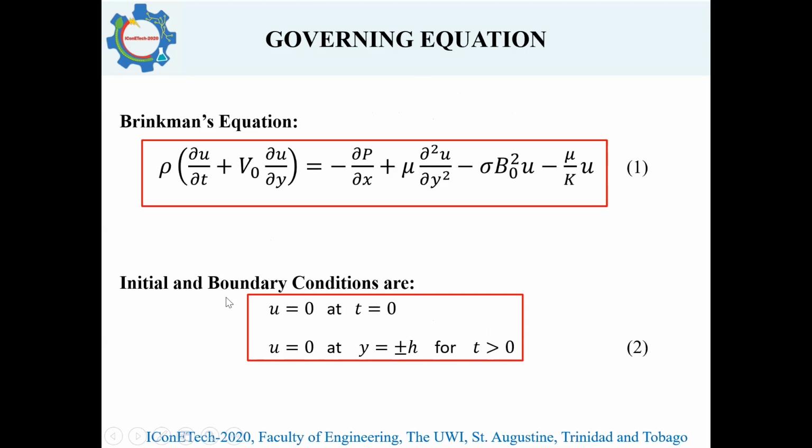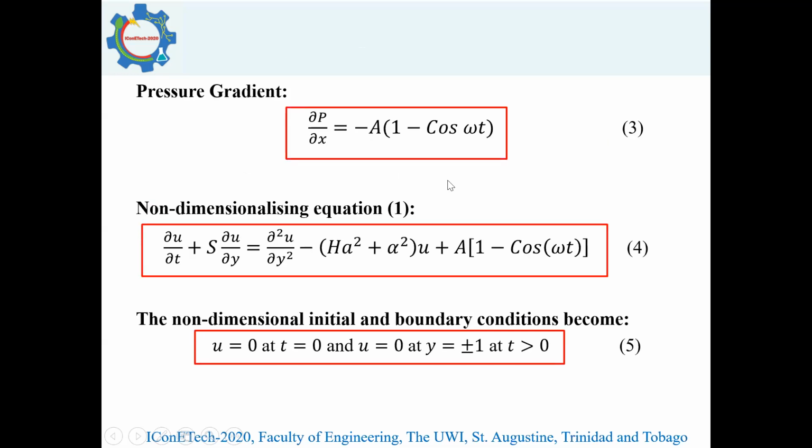The initial condition: velocity equals 0 initially. The boundary conditions: each plate is stationary and each plate is positioned at y equal plus or minus h. The pressure gradient is represented by the expression negative A into 1 minus cos omega t, where omega is the frequency of oscillation and A is the amplitude.